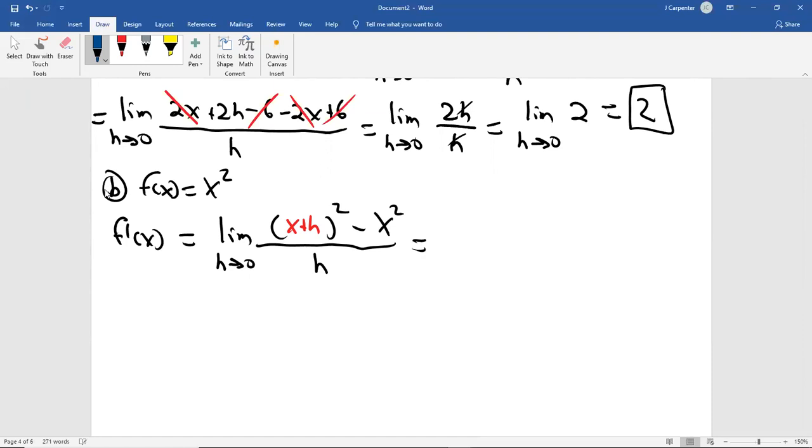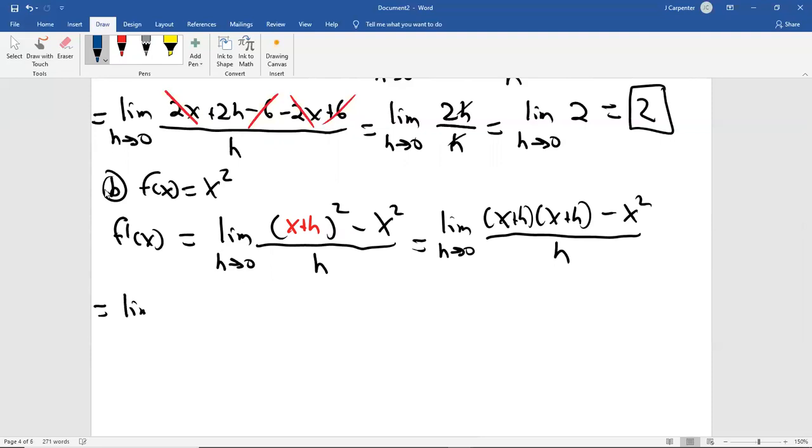All right, well, this parentheses squared, that's the limit as h goes to 0 of x plus h times x plus h, then minus the x squared, leaving that part alone, all over the h. So this is the limit as h goes to 0. We're going to FOIL out that pair of parentheses, x plus h times x plus h, and you're going to see this multiple times in this class. You should have seen it in pre-calc multiple times as well.